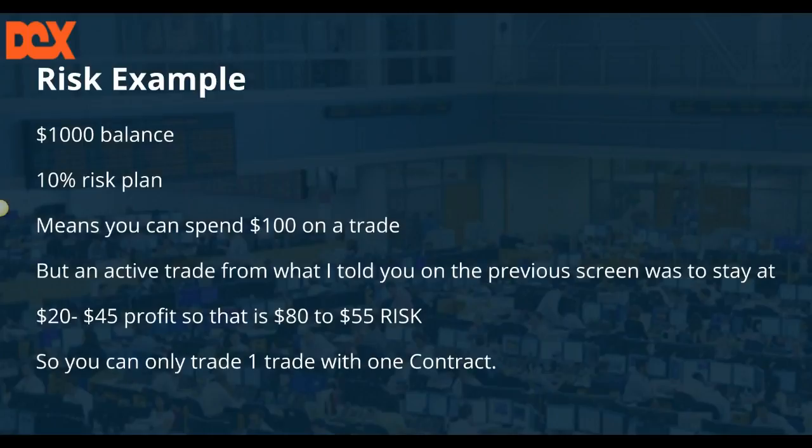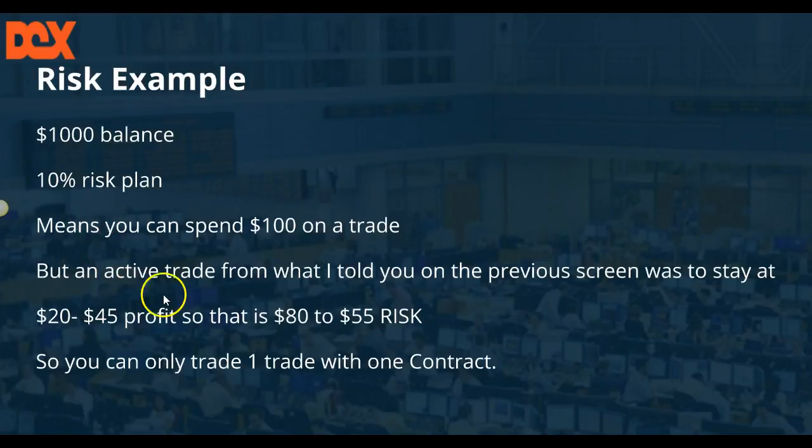A risk example for Nadex too: to get started with the signals, you should have between $800 and $1,000 in your balance to even be able to pull one contract, because you don't want to risk more than 10% in your risk plan. This means you can spend about $100 on a trade. If you had 2,000, you can do 2 trades. 3,000, 3 trades, or three contracts, I should say.